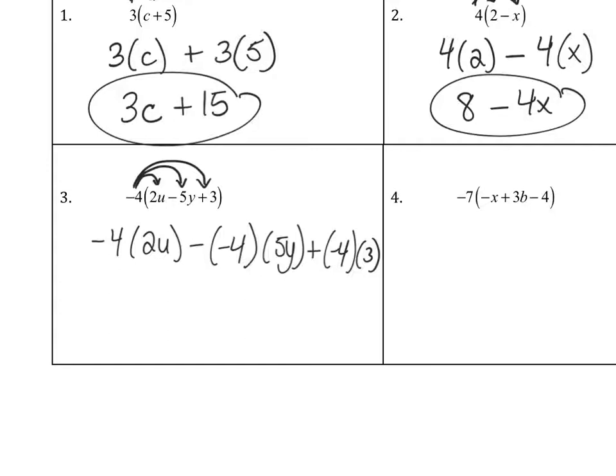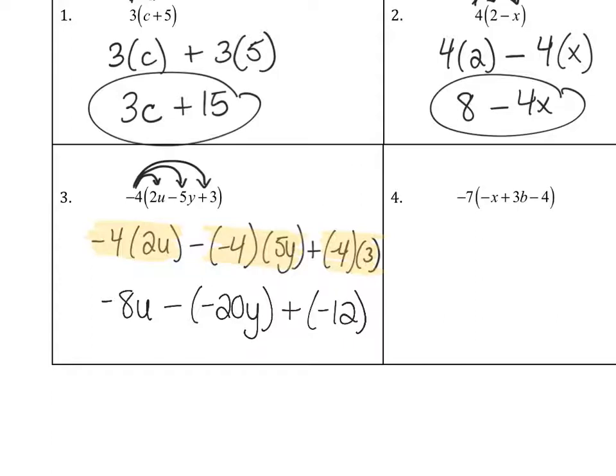So now I'm going to do the multiplying, and this is kind of hard to look at, so let's highlight what it is that we're going to be multiplying and simplifying here. We've got the first one, and then the second one, and then we have this last one that I'm going to do for multiplying. So if I break those up, I have negative 4 times 2u is negative 8u. And then I have minus negative 4 times 5y is negative 20y. And then I have negative 4 times 3, so I have a plus, negative 12.